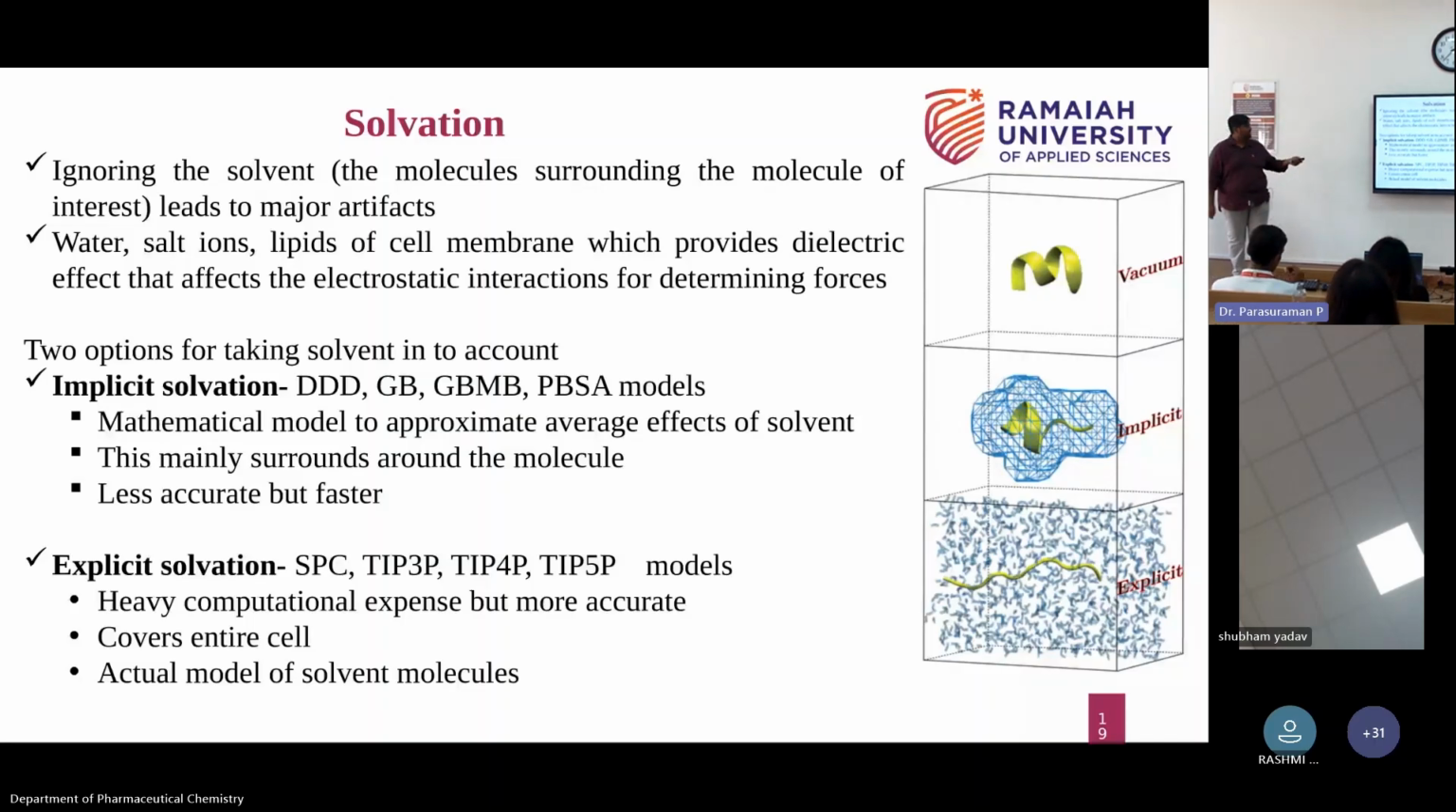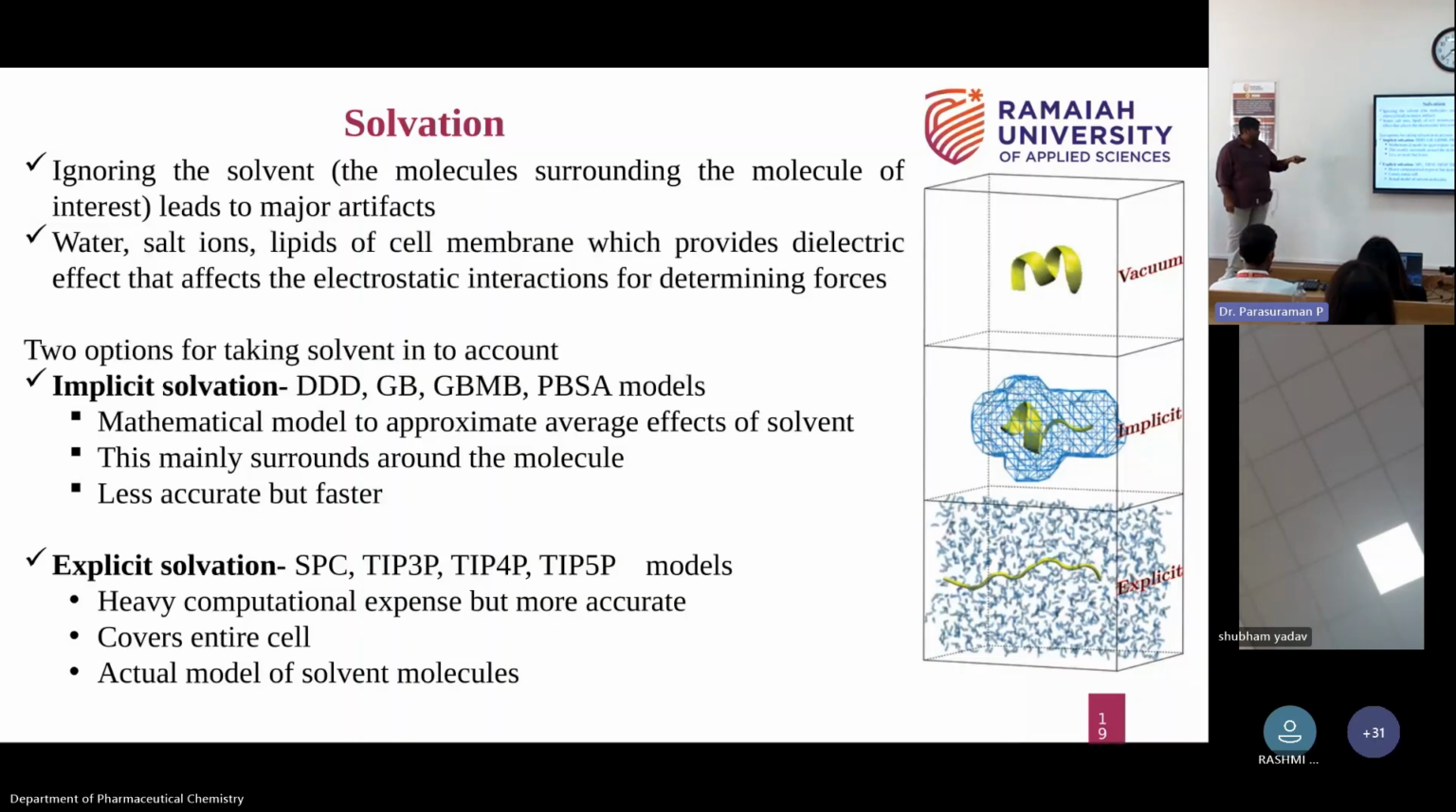Implicit solvent generally covers only the molecule, not the entire box, so the calculation is faster, but the result is not that accurate. Then we have explicit solvent. The explicit solvent covers the entire periodic boundary box, the PBC which you saw previously, and the complex which we are restricting in it. As we are covering the entire cell, the calculation takes much more time, and the results are more accurate than the implicit solvent.